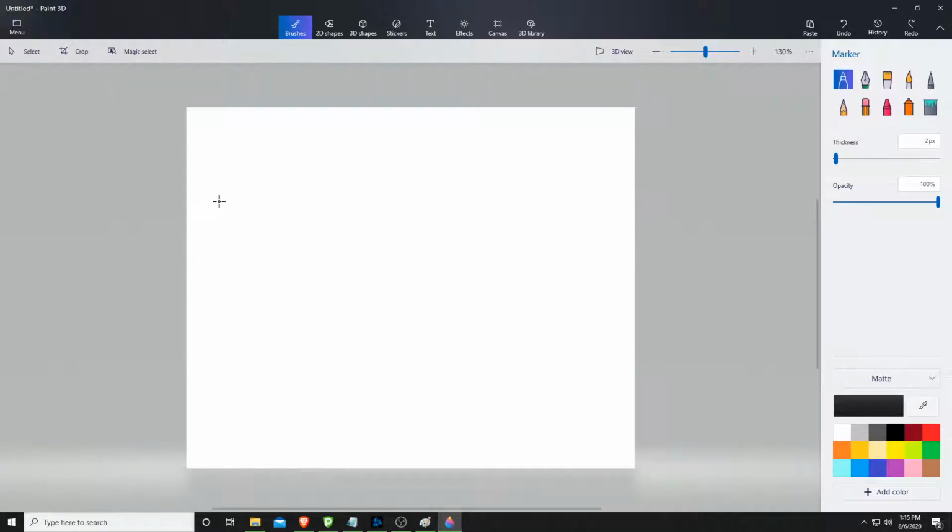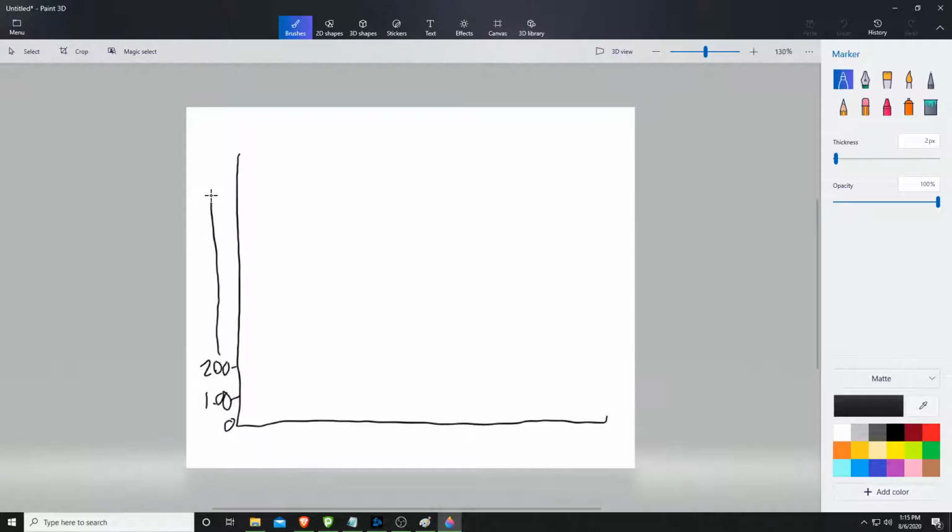Remember, so this scale, this is 0. This is $1, $2, etc.